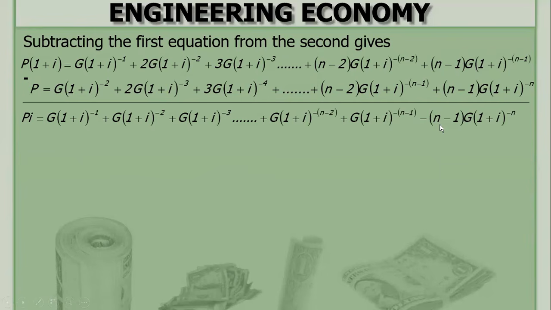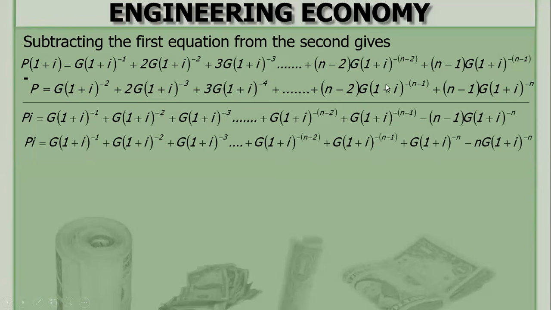Now, if we break this one into two terms, negative n times G times 1 plus I raised to negative n. Negative and negative 1 becomes positive. So positive G times 1 plus I times I raised to negative n. So the simplified equation is this. So we have plus G and then negative nG, times 1 plus I raised to negative n.